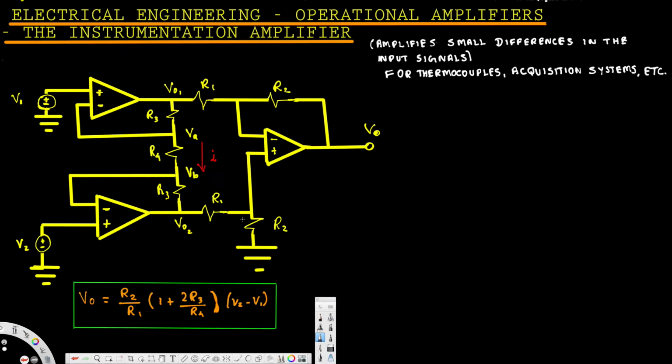What's going on, guys? In this video we are going to see an example of the instrumentation amplifier. For an instrumentation amplifier, the output voltage is expressed like this: R2 over R1 times (1 plus 2R3 divided by R4) times (V2 minus V1). In this particular video we are going to see how to derive this equation.